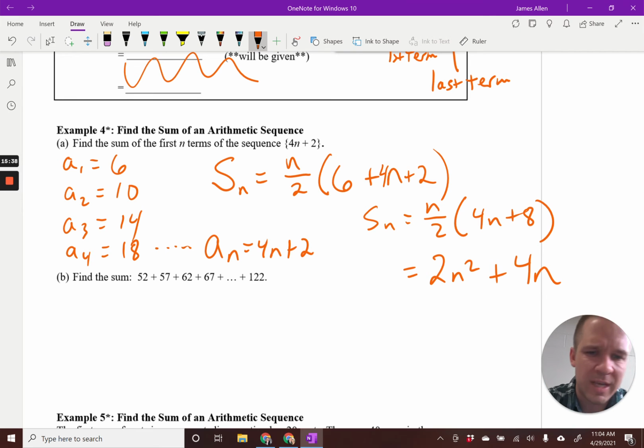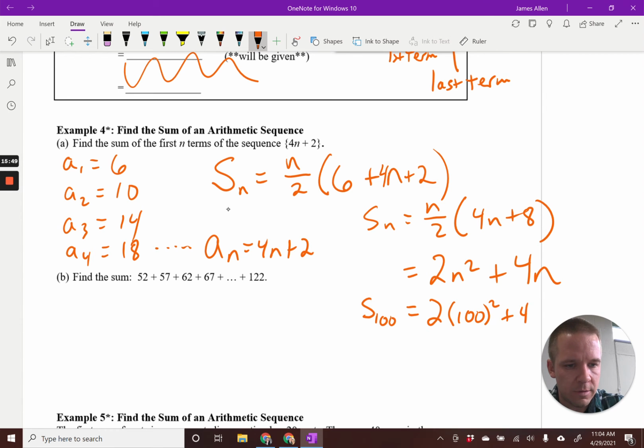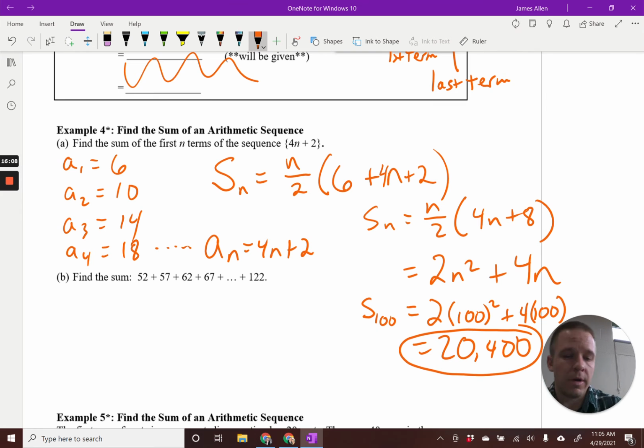So let's say it was the first 100 terms. I already said the 100 before, right? So let's say we want the first 100 terms. It'll add all of them together. So I would have 2 times 100 squared plus 4 times 100. Forgot a 2. All right. Plug that into my calculator. You could probably figure it out. You'd have like 10,000 times 2 is 20,000 plus 400, so 20,400. There we go. So that'd be the first 100 terms.